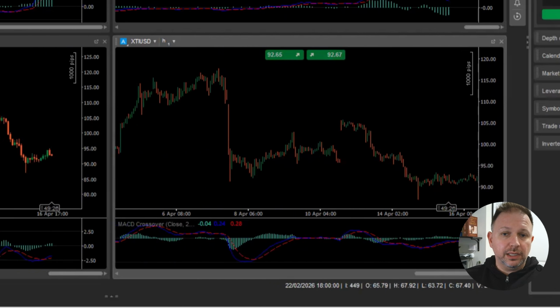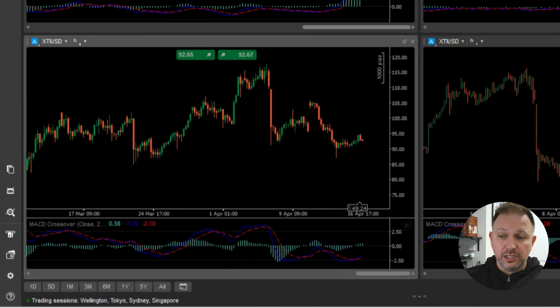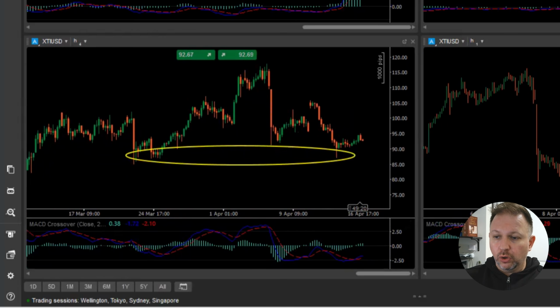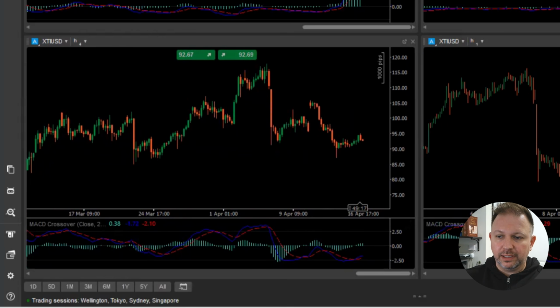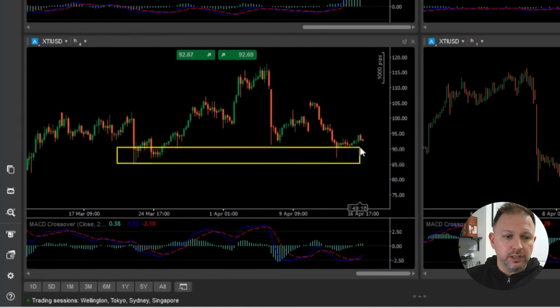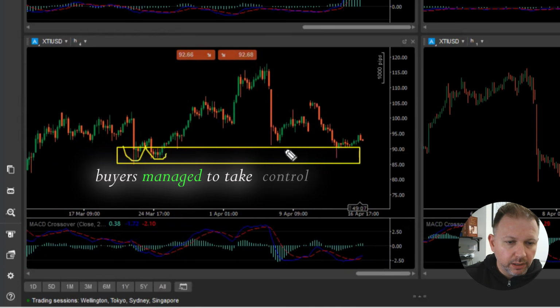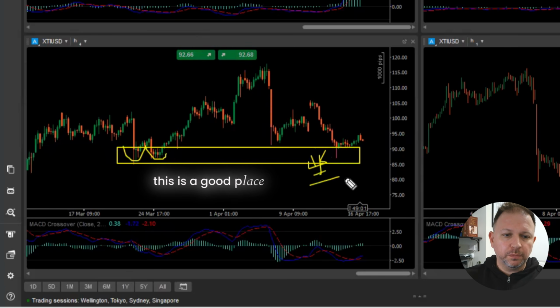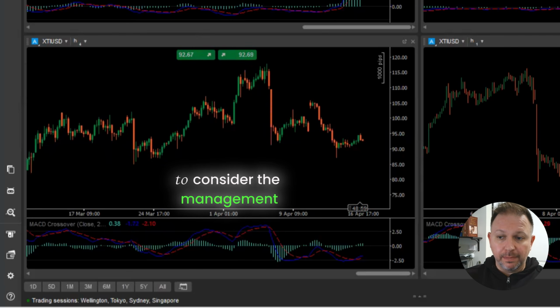And as it goes, my decision was that first of all, I would like to see these lows. Let's make it as a rectangle. These lows is what I want to see retested. Why? Because this was the last low where the buyers managed to take control. And if and when it is reached, this is a good place to consider the management.